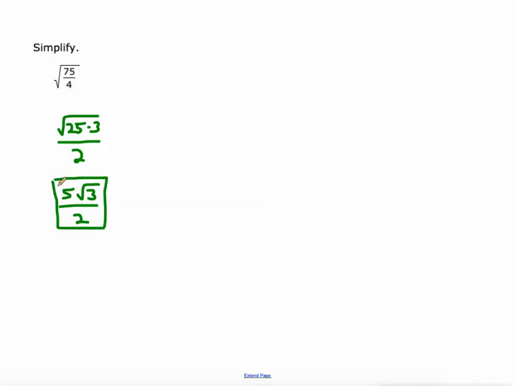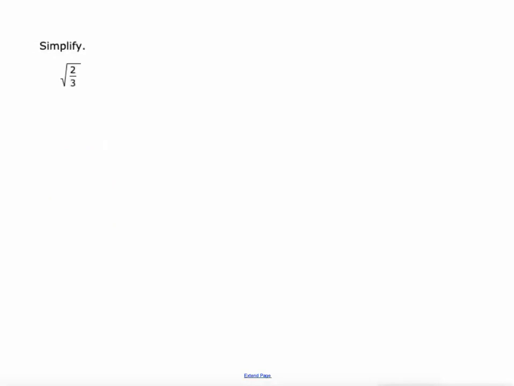That's our simplified radical. It's a simplified fraction, does not have a radical in the denominator, and the radical that's in the numerator does not have any perfect square factors. In fact, 3 is a prime number.